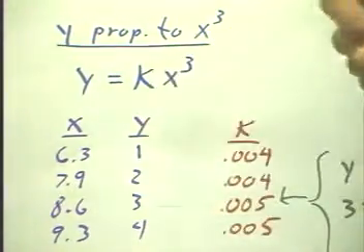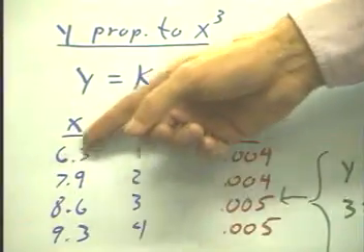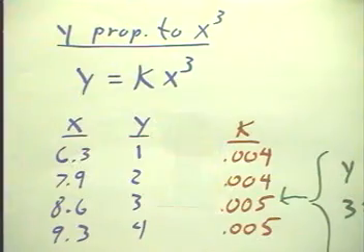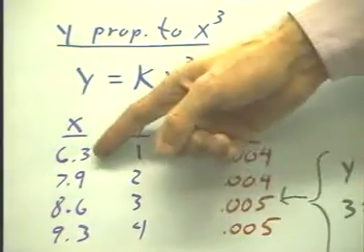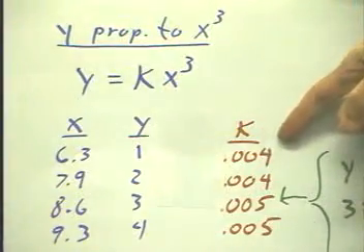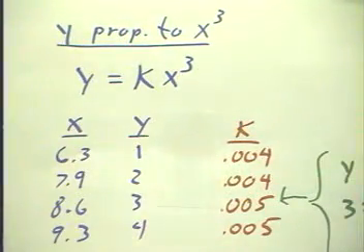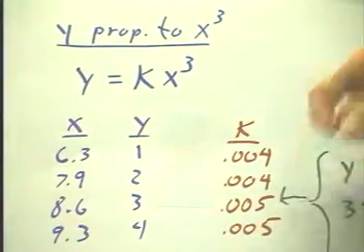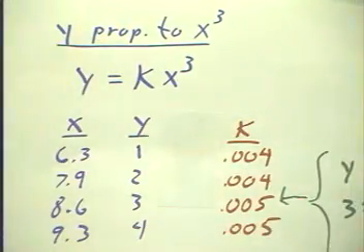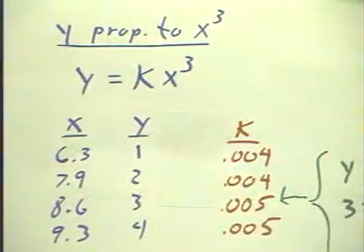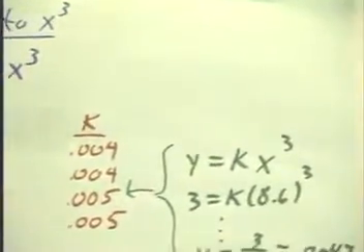In order to evaluate k, well, it's very simple. We take any data point and plug it in here, and we're going to get a value for k. So if we plug in 6.3 for x and 1 for y, k turns out to be approximately 0.004. Substitute 7.9 for x and 2 for y, k turns out to be, again, approximately 0.004. Although for these 2 points we end up with approximately 0.005. Just to see how that calculation works.